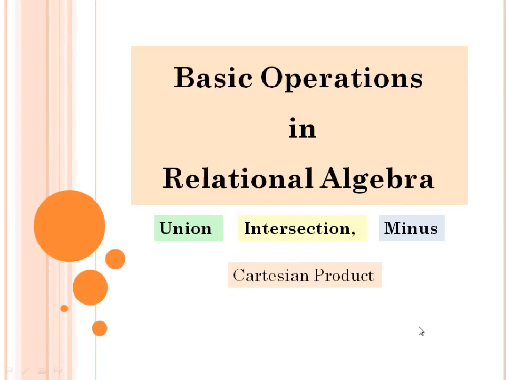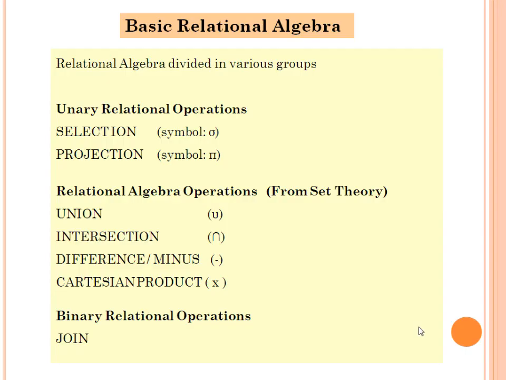Hello everyone. Today I'll explain basic operations in relational algebra. These operations like union, intersection, minus and Cartesian product perform most of the data retrieval operations. Relational algebra is categorized in various groups such as unary relational operations and binary relational operations.